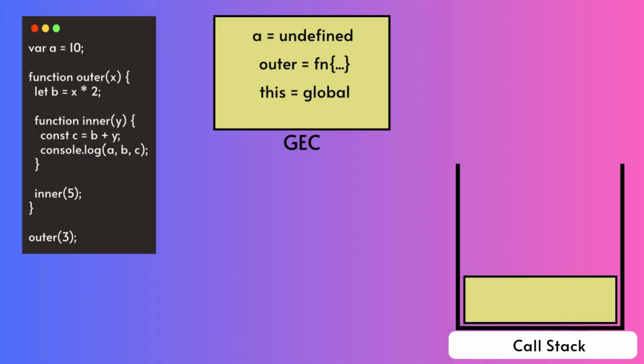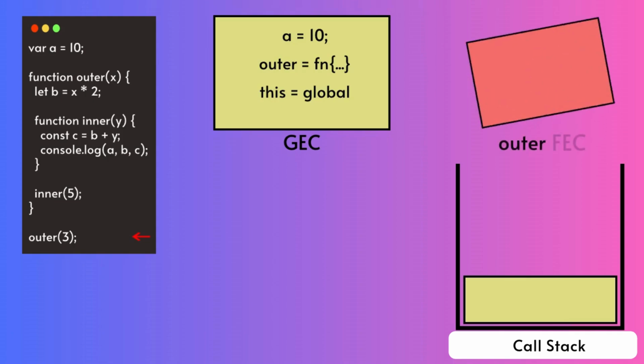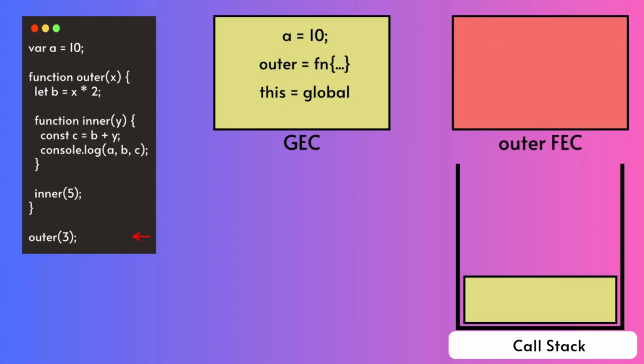Now, the execution phase begins. In the first line, variable a will be assigned with the value 10. Next line defines outer, which is already there, so no runtime action. In the next step, outer function call is encountered, so it creates the outer's function execution context and pushes it on top of the call stack.